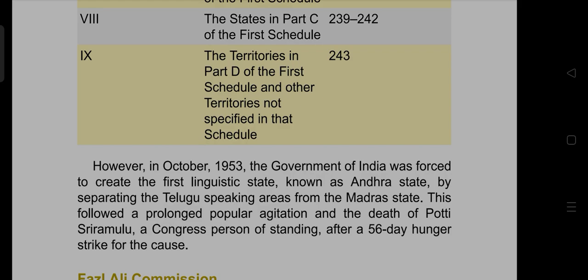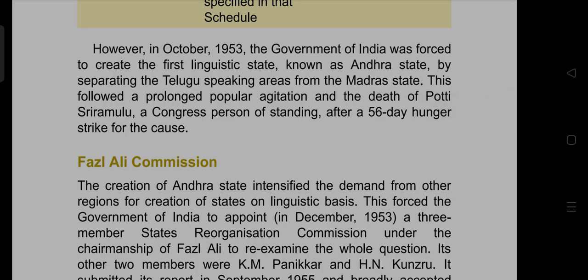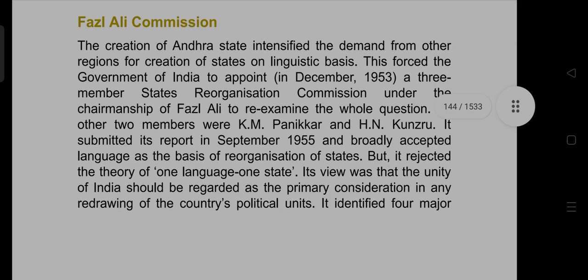However, in October 1953, the Government of India was forced to create the first linguistic state, known as Andhra Pradesh, by separating the Telugu speaking areas of Madras state. This followed a prolonged popular agitation and the death of Potti Sriramulu, a Congressperson of standing, after 56 days of hunger strike in this cause.